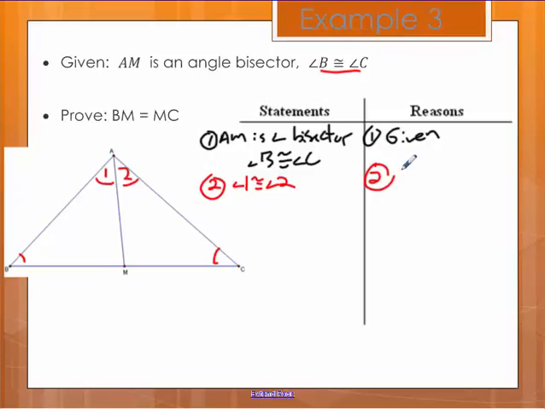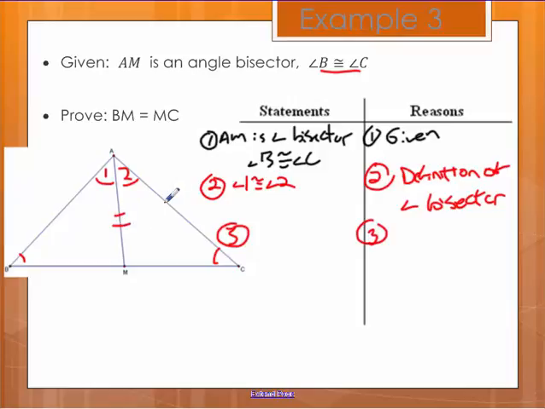That is definition of angle bisector. And my step 3, I need a third thing in each triangle, and the two triangles are touching. So AM is congruent to itself. That's reflexive property.